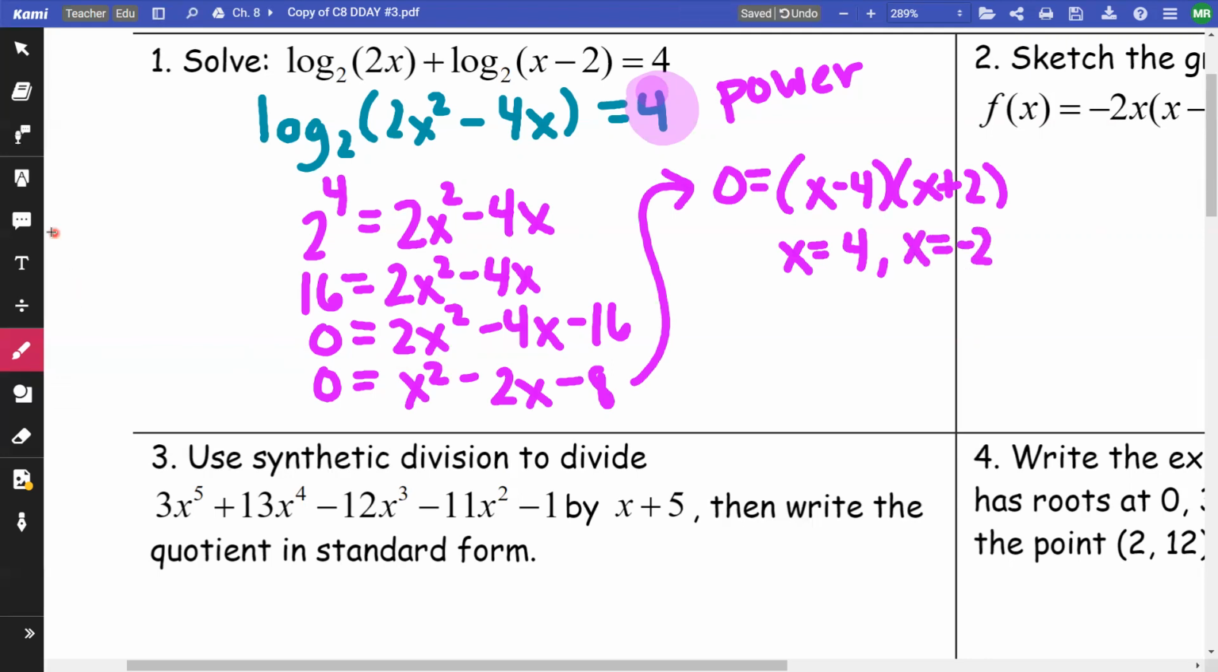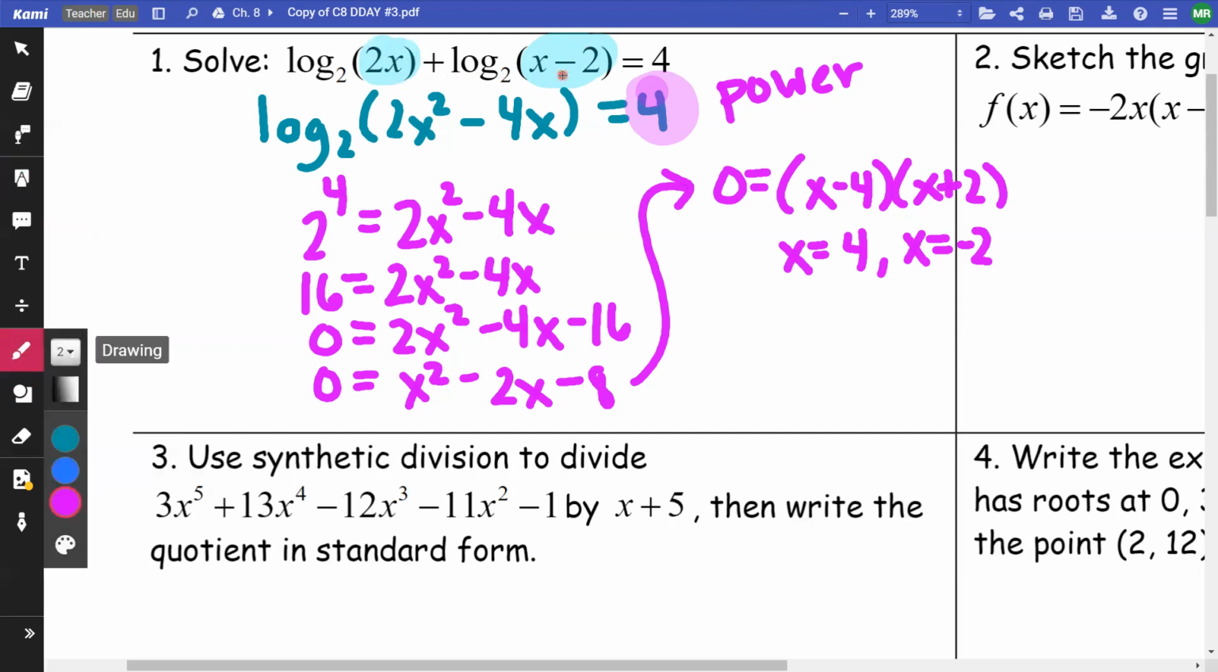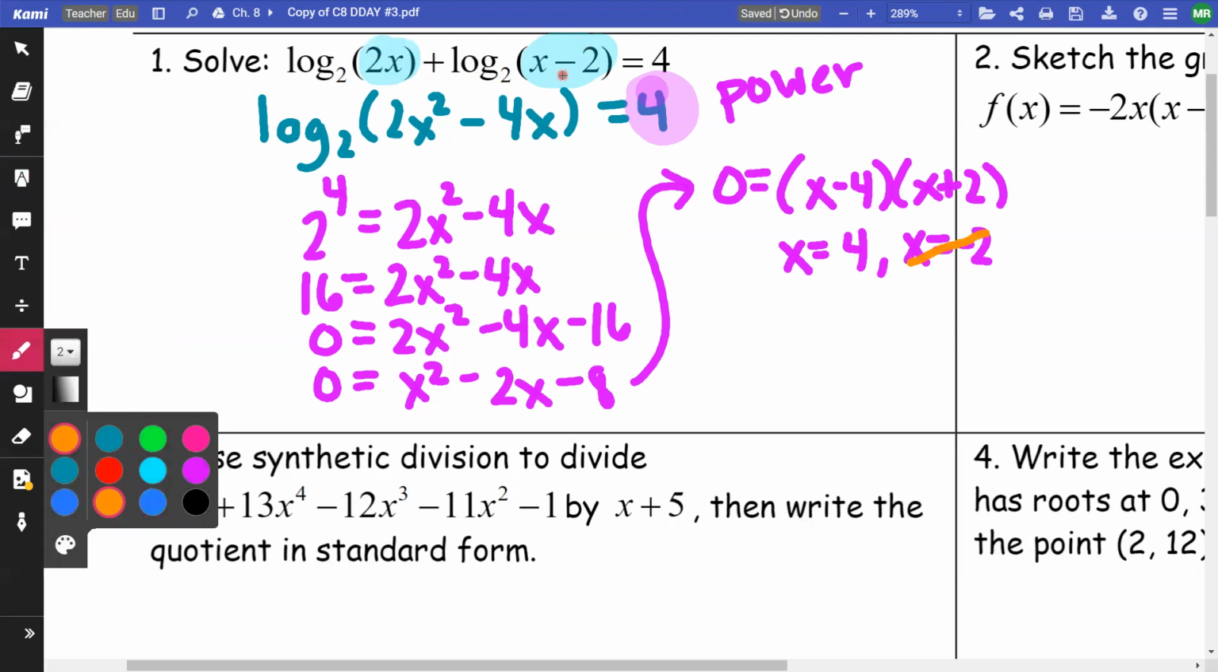Now, you always want to check when you have logarithms and look back at your original problem that you're not taking the log of a negative or 0. So if I put 4 in here, that's going to be okay. It's going to be okay here. I'm not going to get 0 or a negative. But when I take my negative 2 and put it in here, I get a negative, and I also get a negative here. So this one is not going to be an answer. So the only one that is going to be an answer is x equals 4. That is our answer.